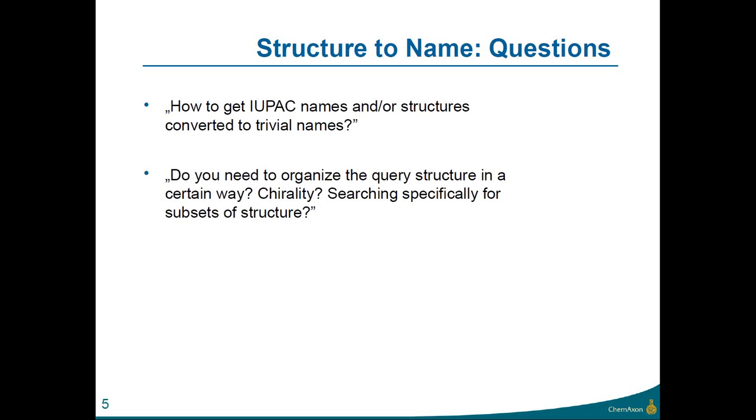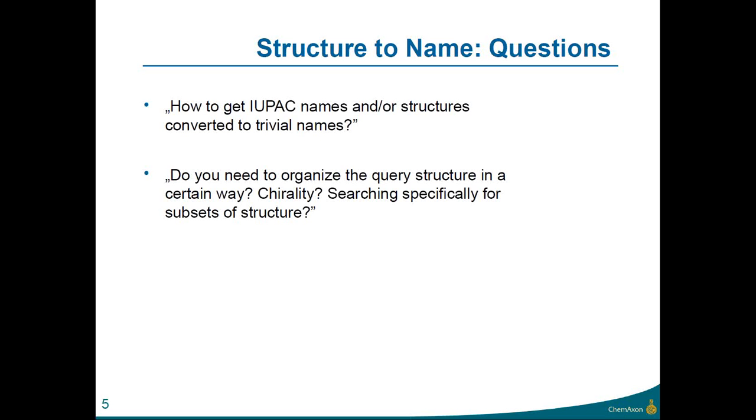The second question is, do we need to organize the query structure in a certain way? Chirality, searching, specifically for substructure. Here I'm not sure, because there might be a slight misunderstanding about the query structure. Here we are not directly doing the query, because, for instance, for generating an IUPAC name, it's an algorithm that will try to understand the structure. At the same time, it's true that for common names especially, it's some kind of search to find in the dictionary of common names which one it is.